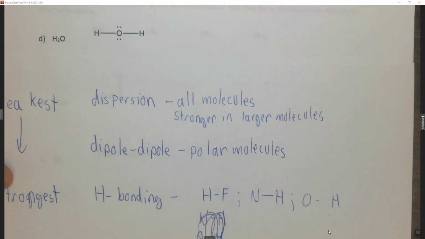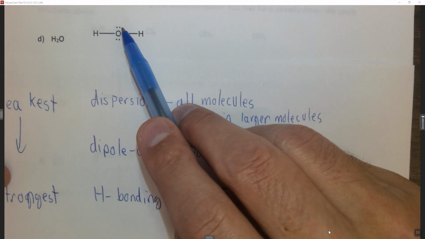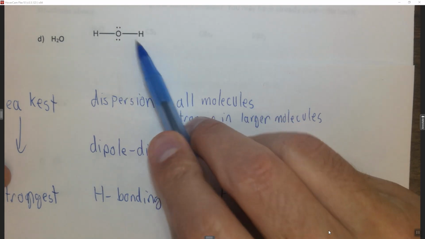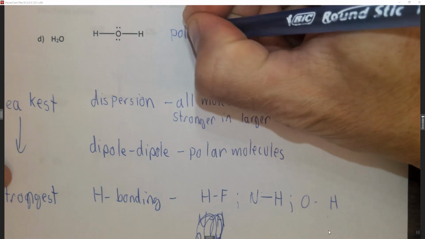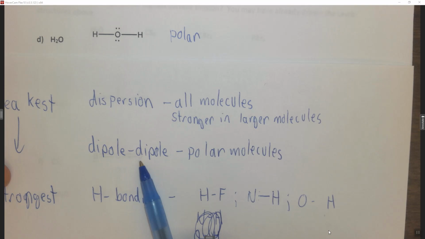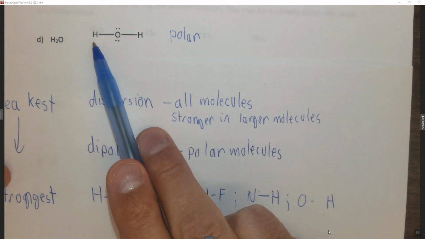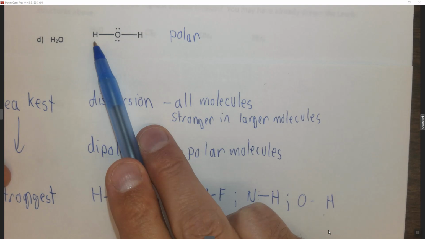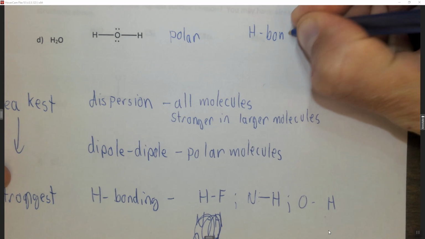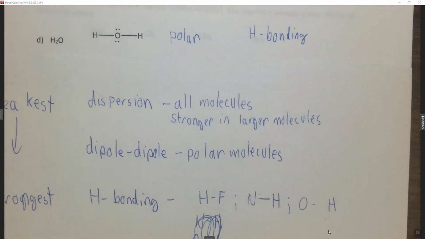All right, letter D is water. So if we look at the domains for water, we have 2 lone pair domains and 2 hydrogen domains. Not all the domains are the same, so this one is going to be polar. So you might think that it's dipole-dipole, but if we take a look here, this has an O directly bonded to an H. So since it has an O directly bonded to an H, the strongest intermolecular force here is hydrogen bonding. And if you've taken a biology class, you may already know that water has hydrogen bonding.